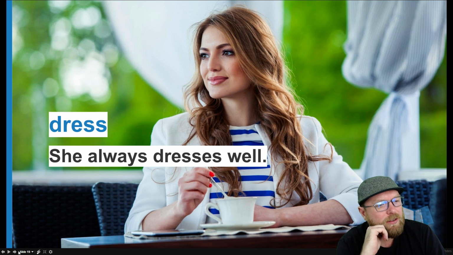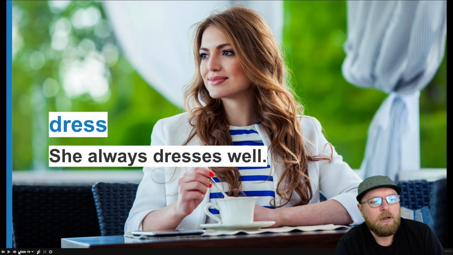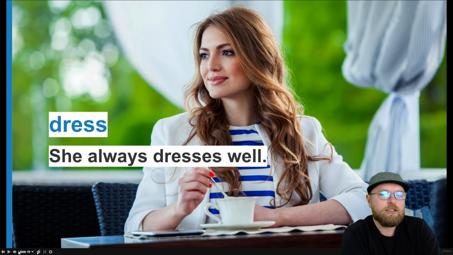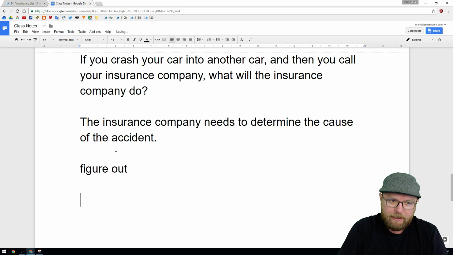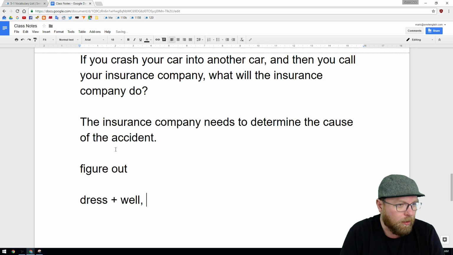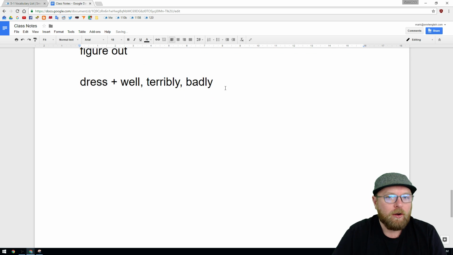Dress. Now, dress as a verb. I know you all know, what is she wearing? Oh, she's wearing a dress. That's easy English, right? This is a verb. Look, she always dresses well. What does that mean? Well, she always wears nice clothes, right? So, very common to say dress plus well or terribly or badly, right? Or other things.